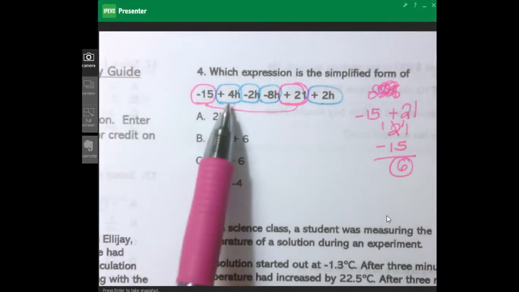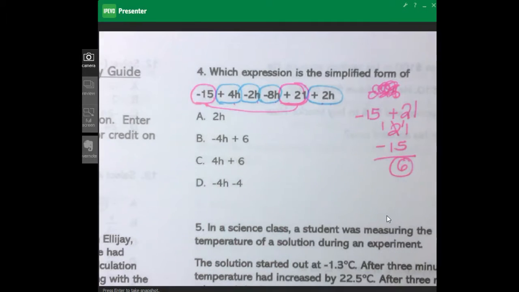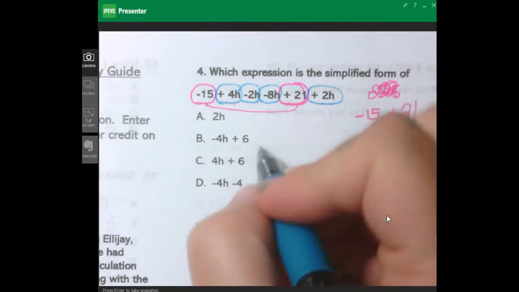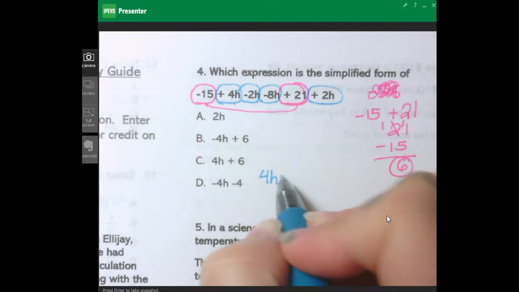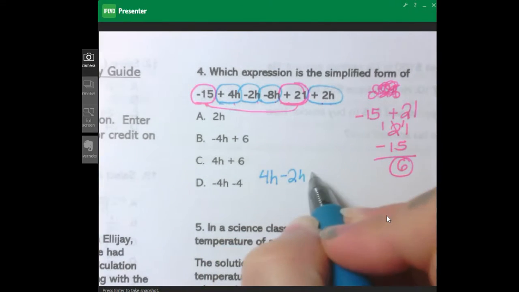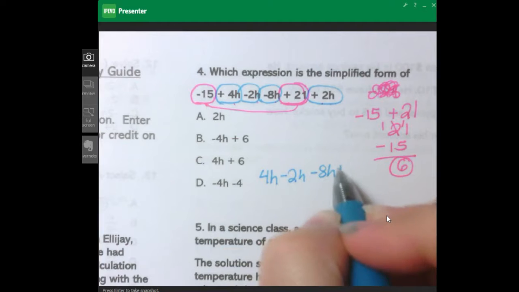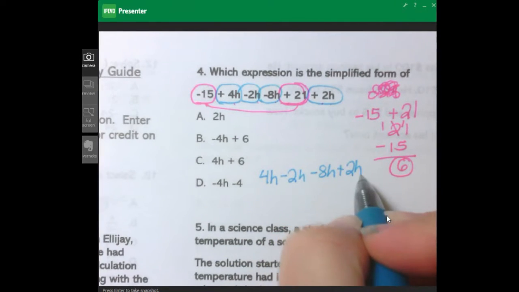All right, now we're going to take the blue. We're going to take our h's, and I'm just going to rewrite the h's all together. So I have 4h minus 2h minus 8h plus 2h.